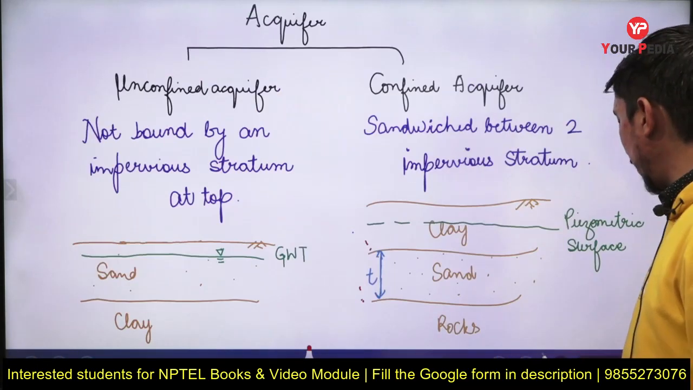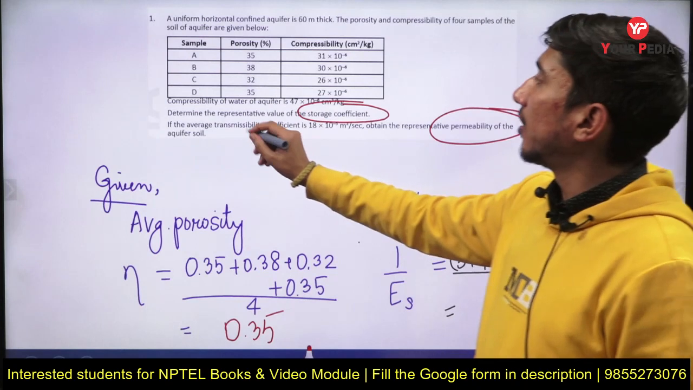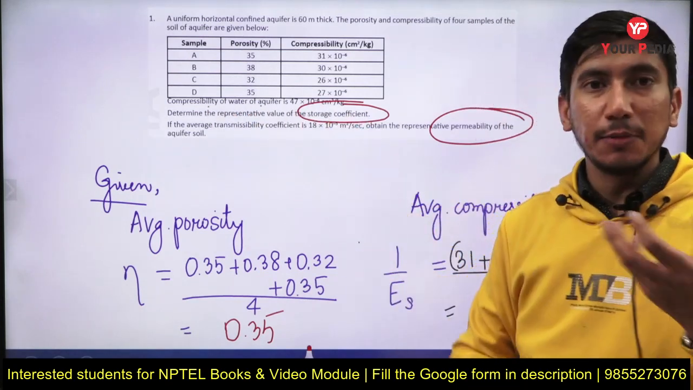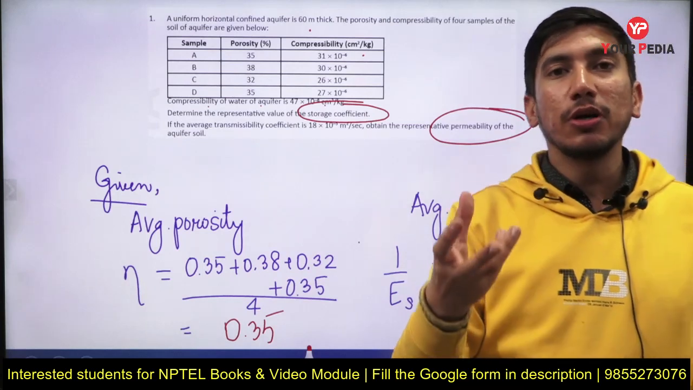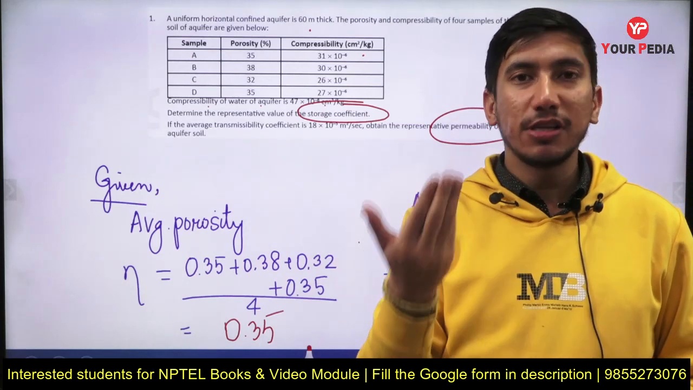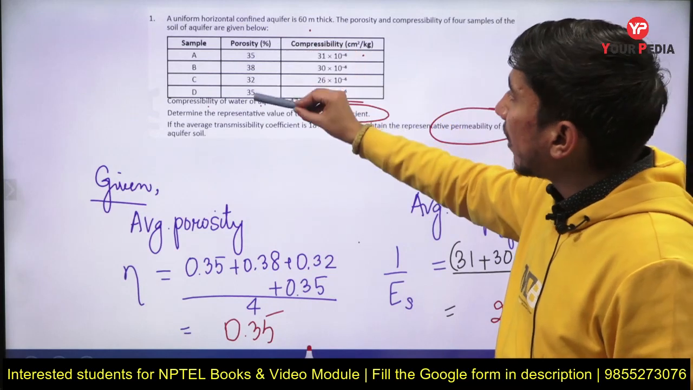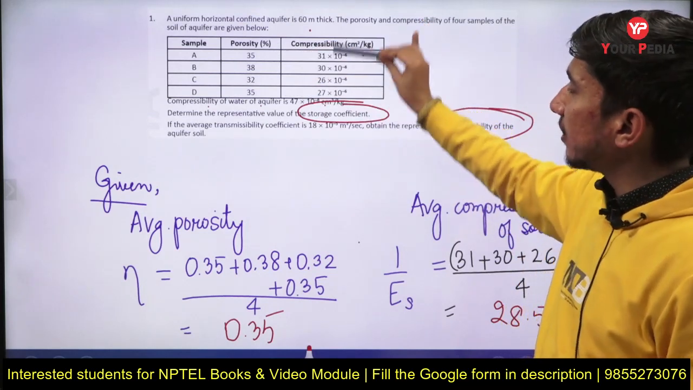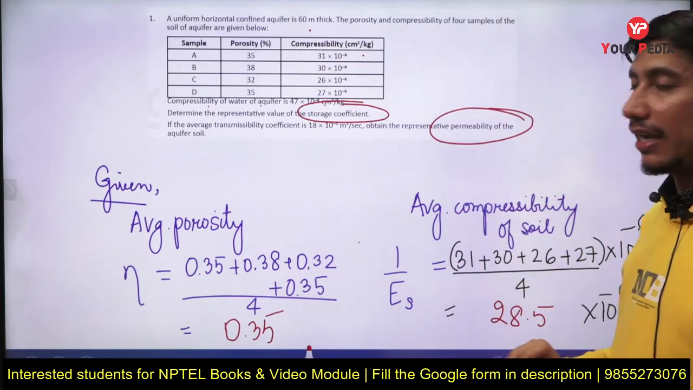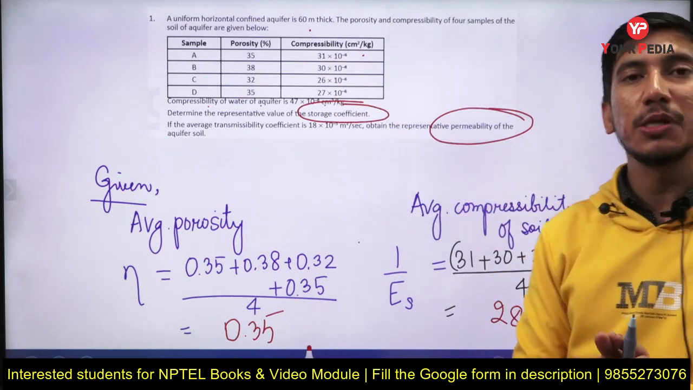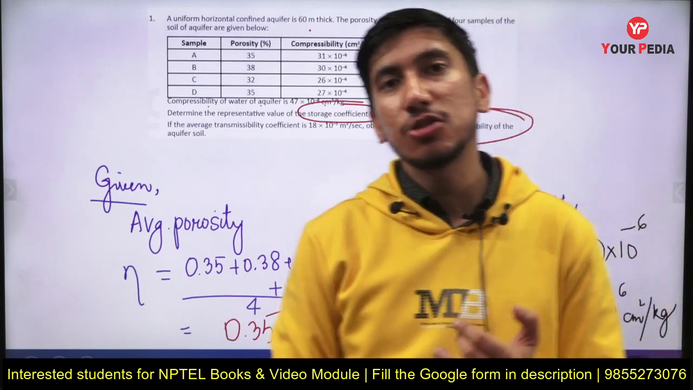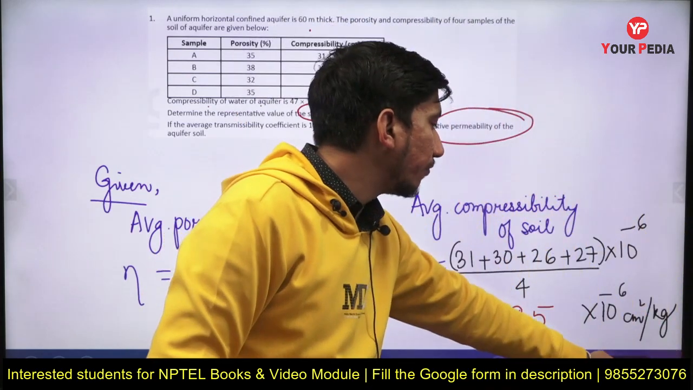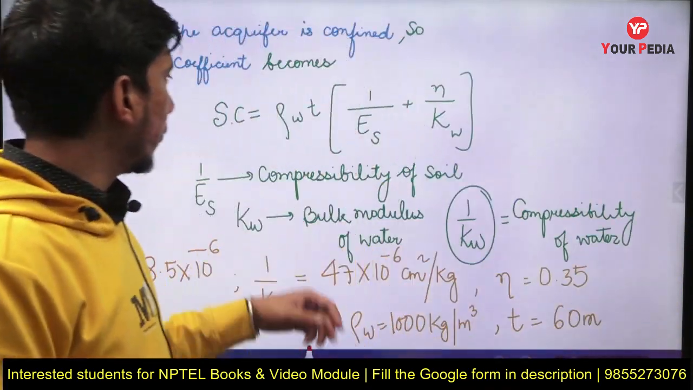So हमारे को question में क्या दिया हुआ है? We have been given the compressibility of water. 1 by Kw value is given here. Okay, this T value is also given there. Rho w value is 1000 kg per meter cube. This much we know. And n value and 1 upon Es value we already found from this particular table, which means we have all the parameters, and now we can easily calculate the storage coefficient for the confined aquifer given here. So what is the formula?